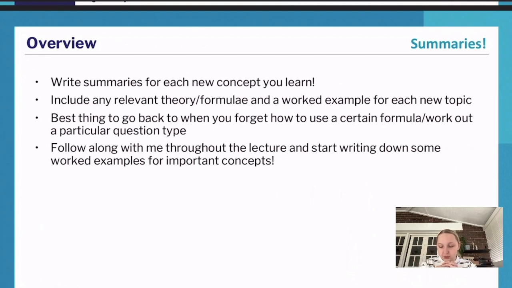And then you want to be including a worked example. These things are so good because if you forget how to do a question and you've got your summary, you can go back and look at it and think, oh, I've got a worked example for this sort of question type, and this is how I need to answer that question. So super good things to go back and look at. But like I said, if you haven't started, why not start now?